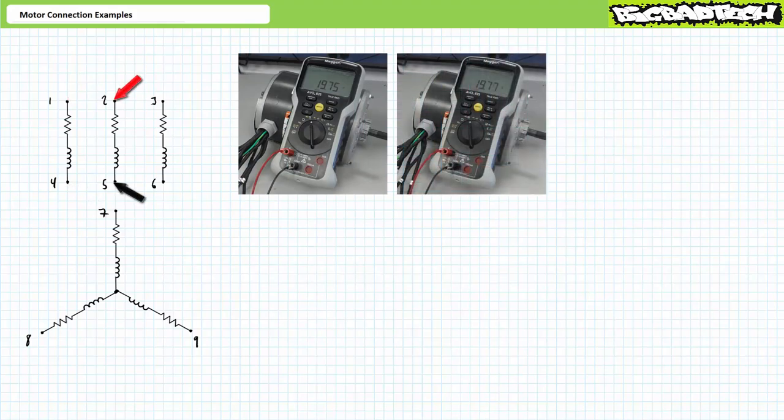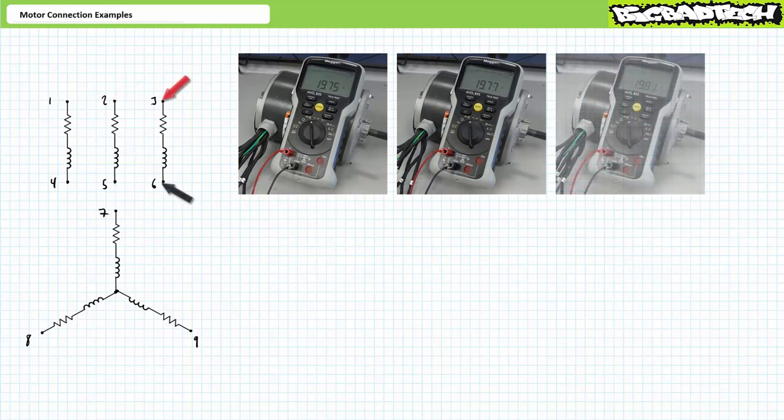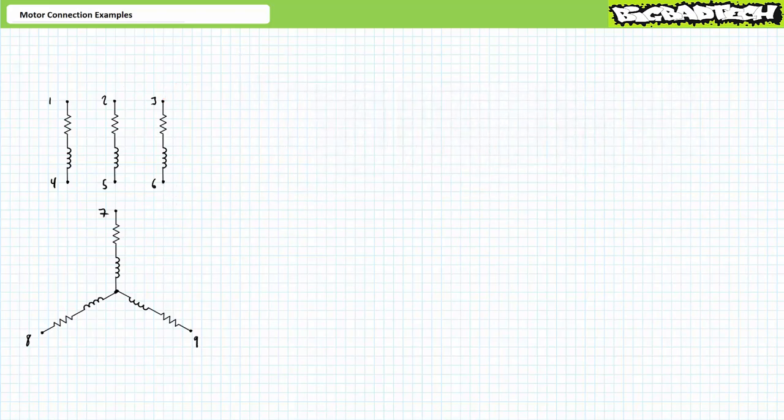Similarly, an ohmmeter demonstrates winding 2-5 also has a resistance of roughly 20 ohms. Finally, winding 3-6 also has a resistance of roughly 20 ohms. It looks like the isolated windings are indeed roughly identical. Let's check the fixed configuration of three windings. The central Y connection isn't accessible, so we have to check these windings as paired sets, 7 to 8, 8 to 9, and 9 back to 7.